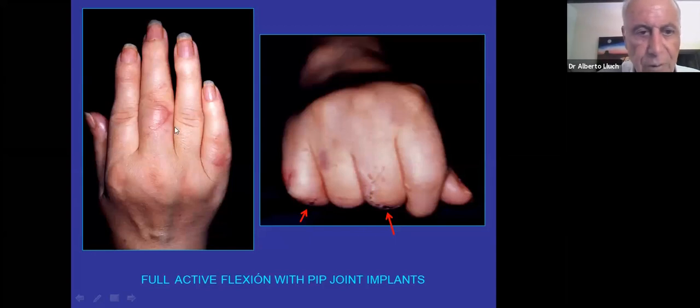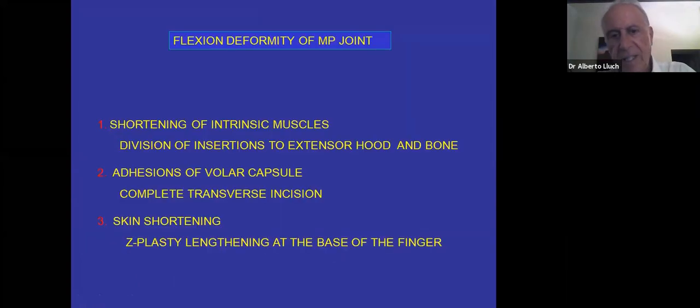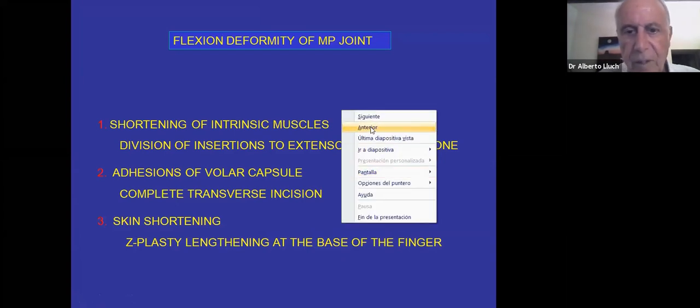And after surgery, this is the middle finger, and this is the small finger, in which we have placed implants, and you can see that the patient can have a good flexion of the finger after implants. The reason is that, I'm sorry, we'll go to the previous one.